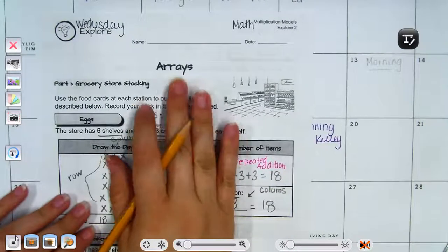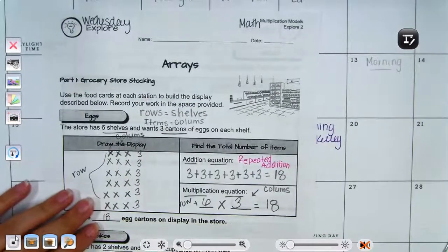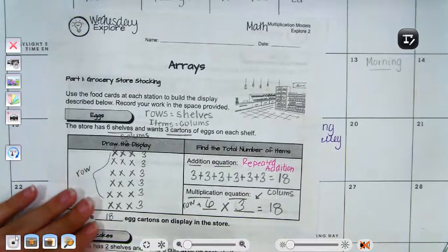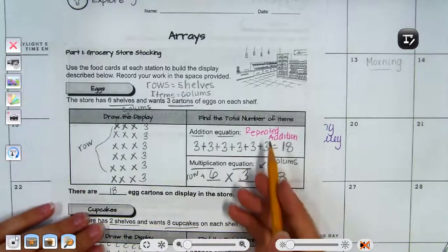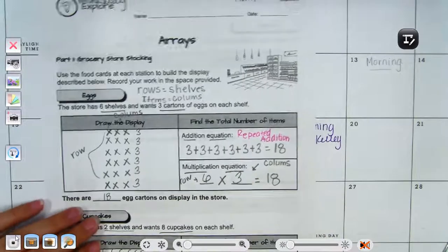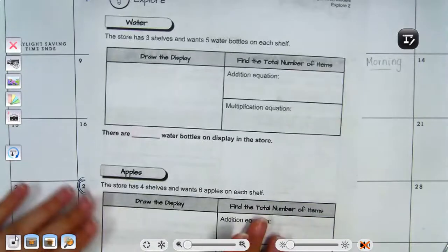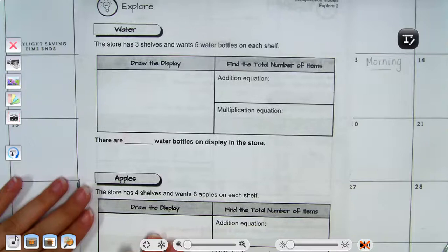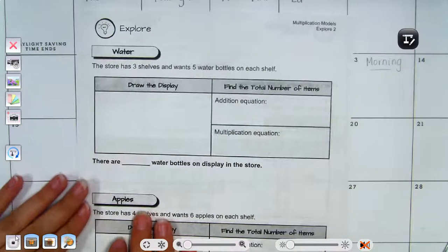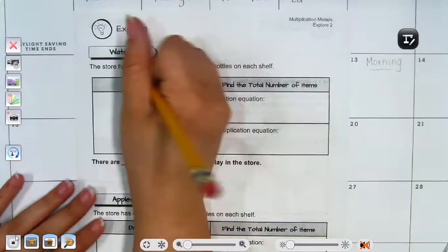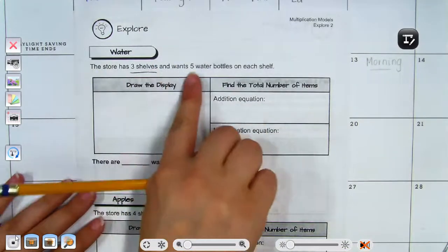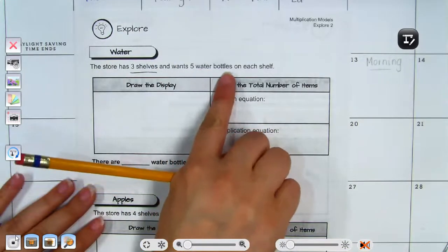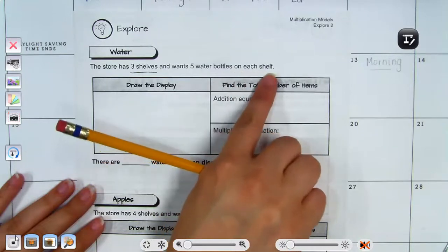Okay. Now, guys, I forgot to tell you, this was the handout you needed, which was the arrays. Guys, remember, if you don't have the handouts, you can be working this on notebook paper with me. You could be drawing the pictures and writing this out, okay? Let's do one more together, and then I'm going to have you do the apples on your own. So we're going to talk about the water. And so I have 3 shelves. The store has 3 shelves and wants 5 water bottles on each shelf, okay?